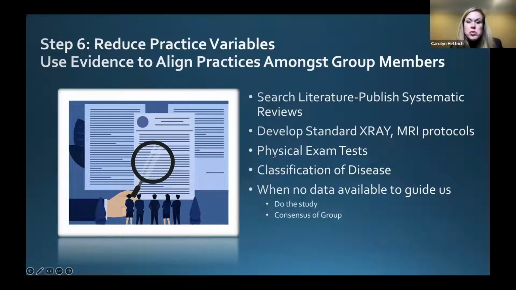The next thing you want to do is reduce your practice variables. So look at the things that you can standardize amongst the groups. That can be x-rays, physical exam tests, classifications.